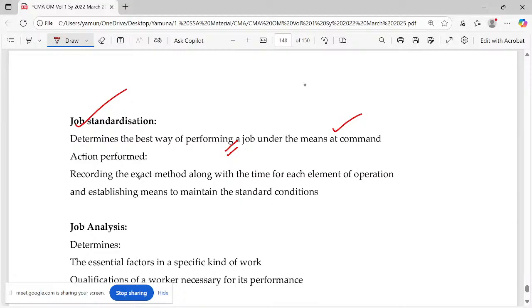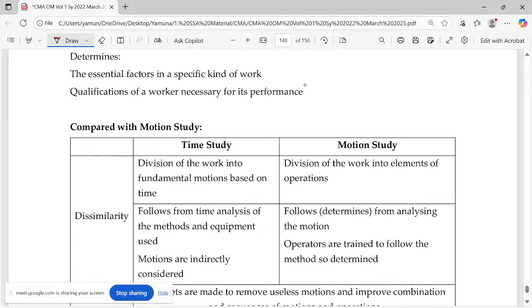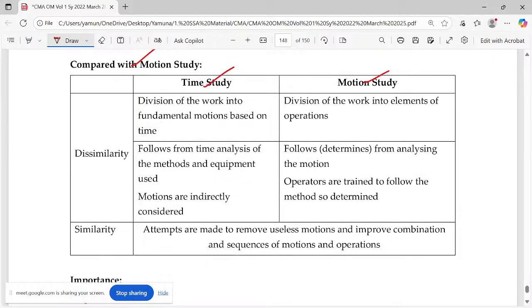So we'll go for recording the exact method and establish the means. Job analysis will determine the essential factors in a specific kind of work, the qualification of a worker necessary, and its performance. Comparative motion study, time study, motion study: yes, there is a dissimilarity. You should not assume that both are similar. It's not a continuing term, time and motion. Time is different, motion is different. So we know the similarity. We are talking about which motions are helpful, which motions are not helpful.